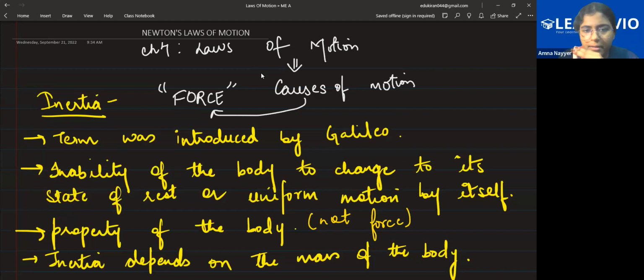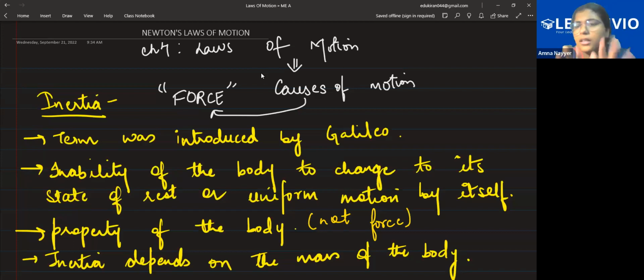State means what? This is not that state. Suppose I am in Delhi, not that state. State means 3 states we are talking about: state of rest, state of motion, or state of a particular direction. Understand this first. These are all theoretical topics, so you have to pay a little attention in the class.